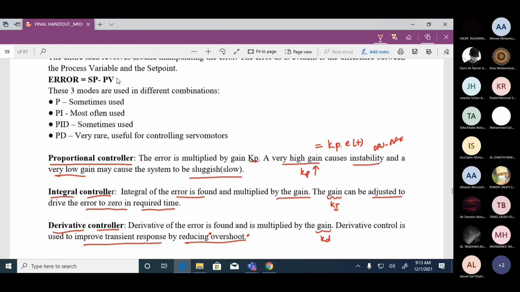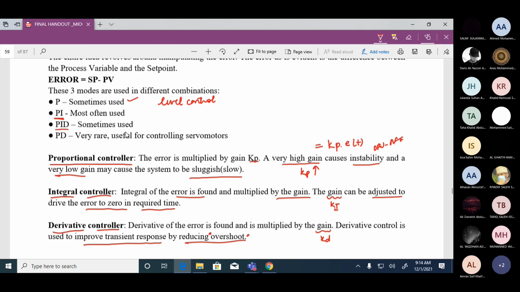Now, if you see, the most common, we are combining these three controllers together. Okay, so I can use them separately also. I can have only a proportional controller. Sometimes it is used wherever you can tolerate the error. Like in level control systems, we can go for only a proportional controller. The most commonly used is PI. PI is most commonly used for all control systems.